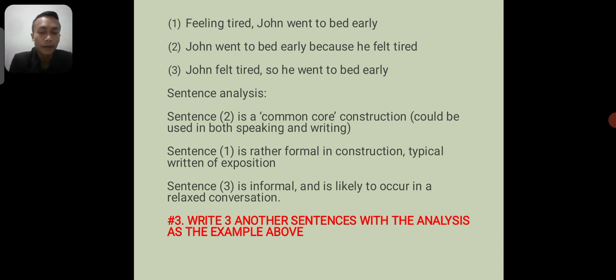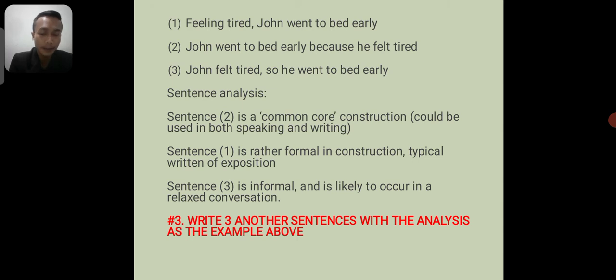And then we have another example. The first, feeling happy, Mill laughs out loudly. Mill laughs out loudly because he feels happy. Mill feels happy, so he laughs out loudly. Okay, the first sentence is rather formal in construction, typical of exposition. Feeling happy, Mill laughs out loudly.